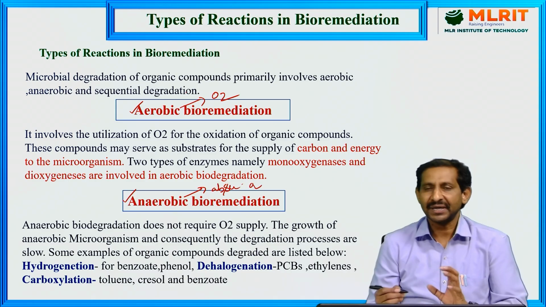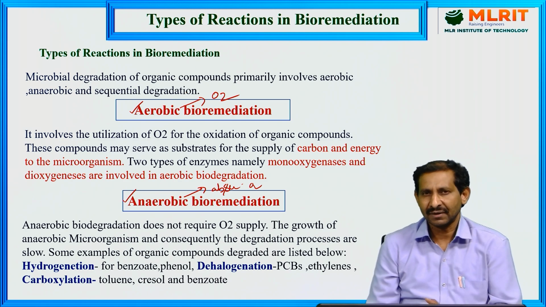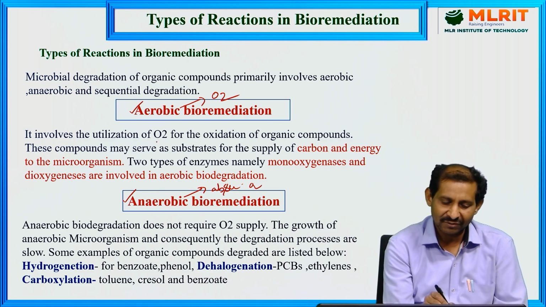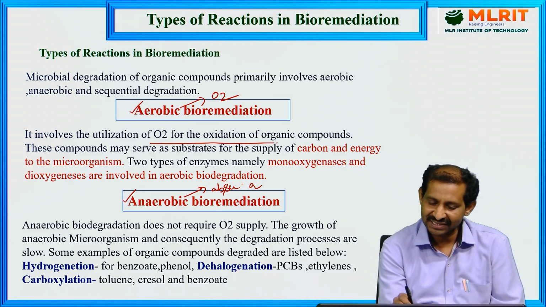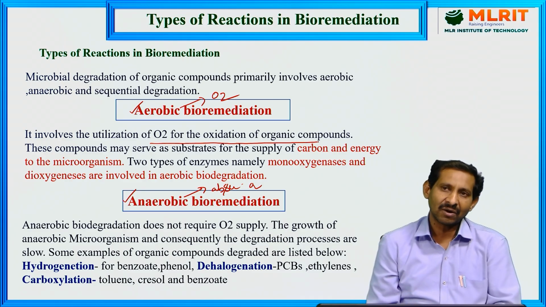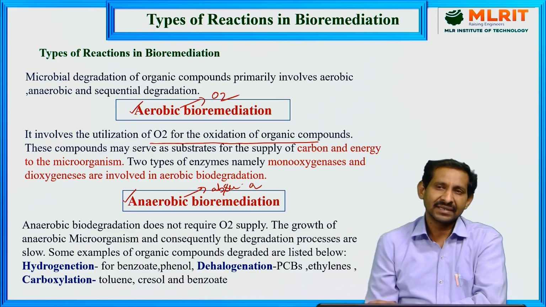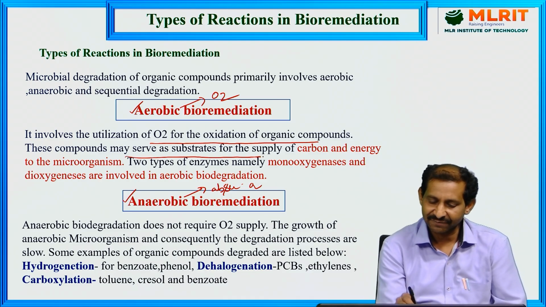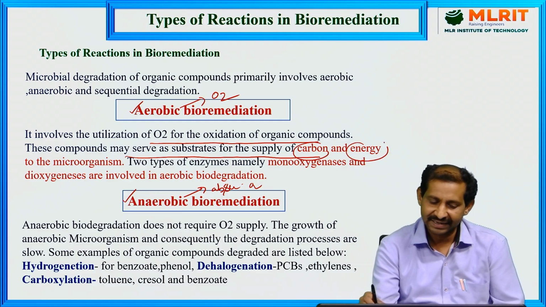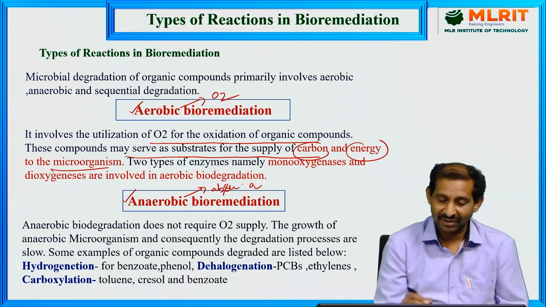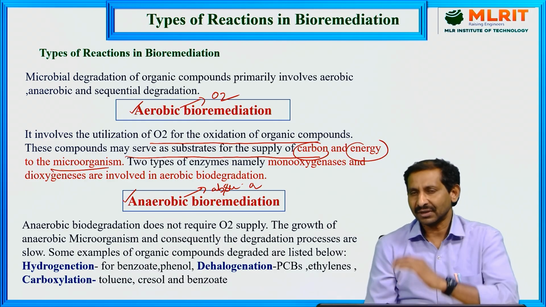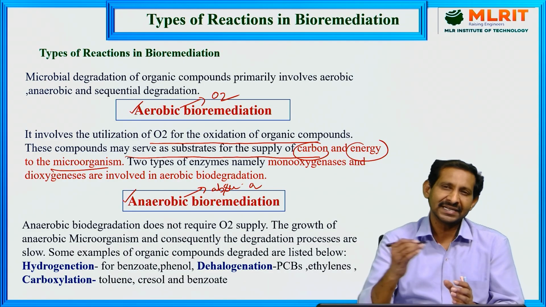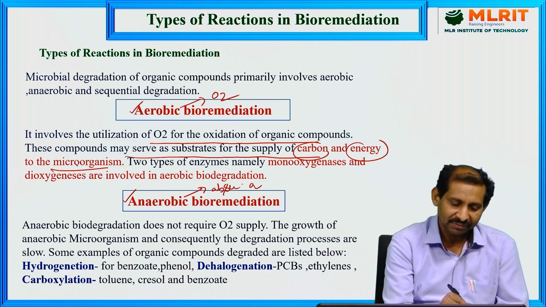In aerobic conditions, we utilize oxygen for the degradation of contaminants. It involves the utilization of oxygen to oxidize organic compounds. Whatever organic compounds are there will be oxidized in the presence of oxygen. These compounds may serve as substrates for the supply of carbon and energy to the microorganisms. For example, during the oxidation of organic compounds, some of the energy and carbon will be liberated, and that energy will be utilized as a source for the microorganisms.